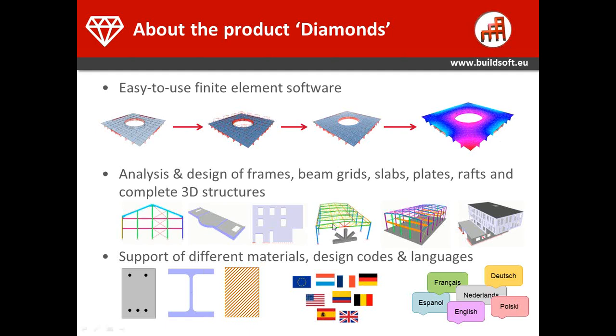With Diamonds, you can do the analysis and design of 2D frames, 3D frames, floor slabs, walls, plates, beam grids, and complete 3D structures in steel and in concrete. We support different materials. We have the design codes for Eurocode 2 for concrete, we have steel, we have timber, and of course not only Eurocode, but several design codes are implemented, and we also have the possibility to choose between different languages.